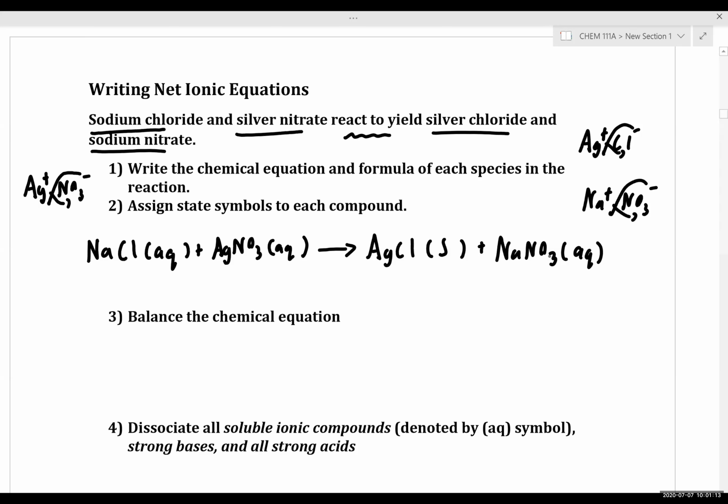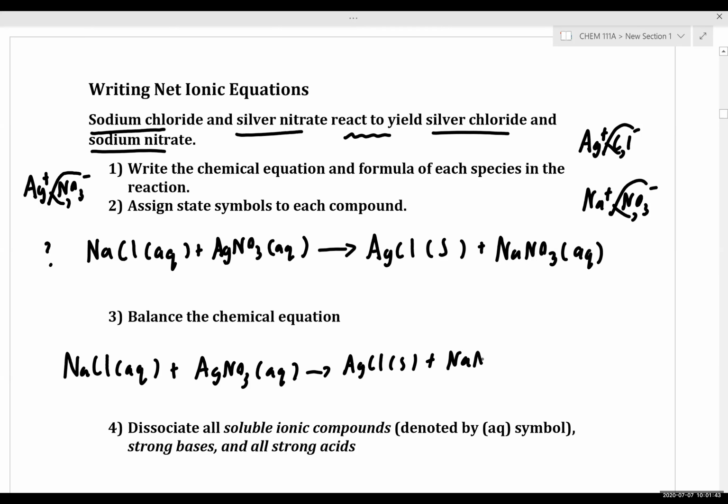So now that we have the state symbols established, is this equation balanced? Do we need to do anything to this equation to balance it? It looks balanced. Okay, perfect. So we're just going to rewrite our balanced chemical equation. Always make sure you balance your chemical equation before you try to write a net ionic equation. Otherwise, you're going to be in a situation where things do not cancel properly.